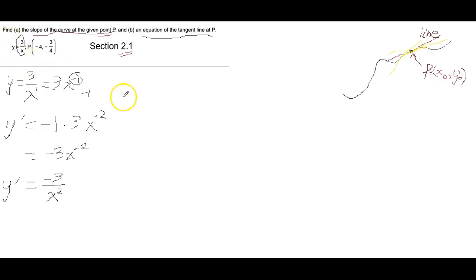And we're given the point P, right? We are given that the x0 is negative 4, and the y0 is negative 3/4. So our y derivative, the slope that we want to use, is negative 3 over negative 4 squared. So the slope is going to be, let's see, that's negative 3 over 16, and that's equal to negative 3/16.